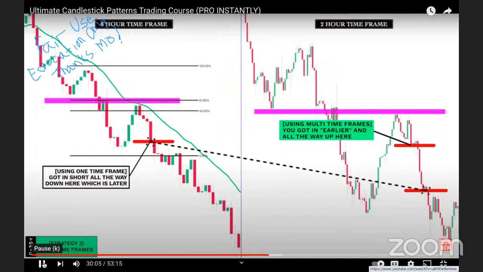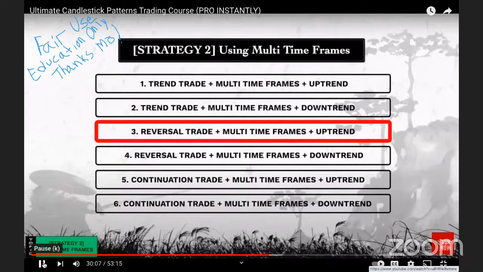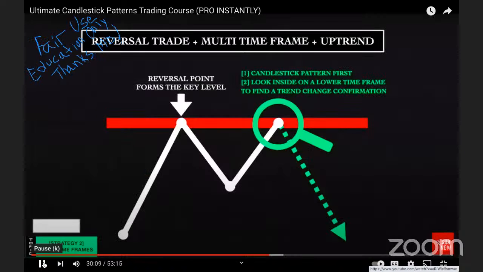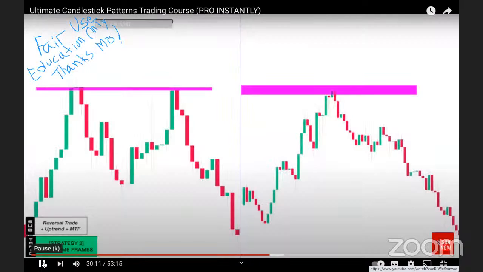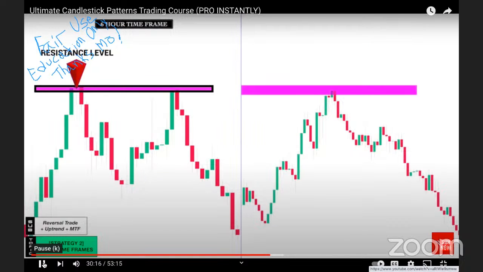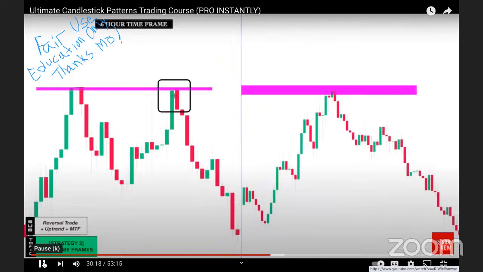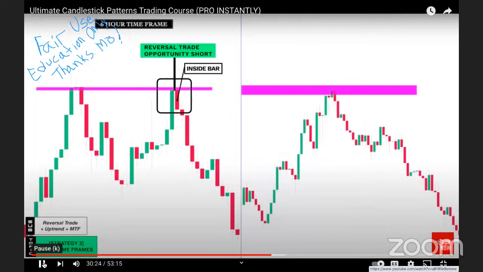So next, a reversal trade in an uptrend using multi-time frames. So on the left is the 6-hour time frame. You had your key level of resistance because of this reversal point here. And this is where your reversal trade opportunity short presented itself, and is where you had an inside bar pattern form at the key level.